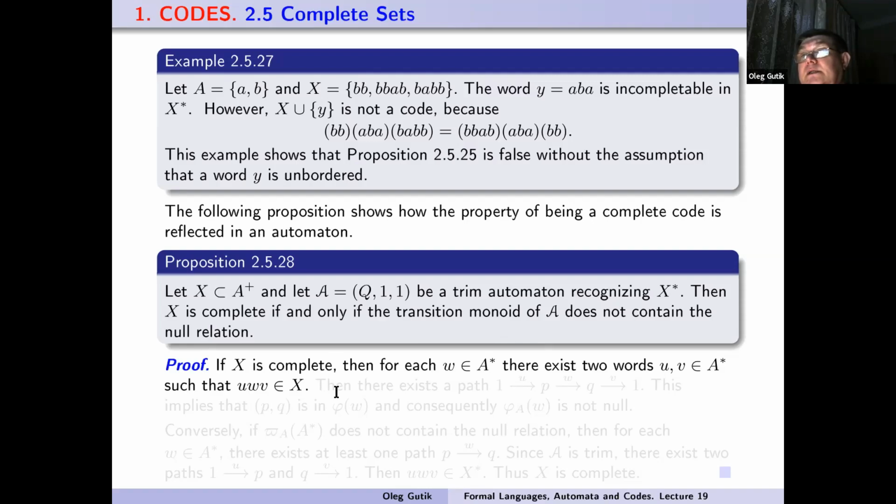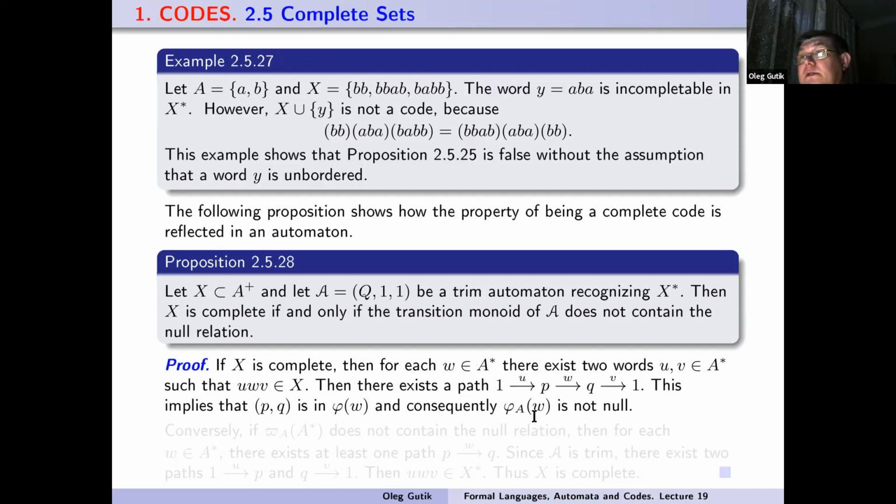If X capital is complete, then for each word W from the free monoid A capital star, there exist two words U and V from the free monoid A capital star, so that U W V belongs to X capital. Then there exists a path from 1 to 1 here. This implies that the order power PQ is in phi of W, and consequently phi of A of W is not null.